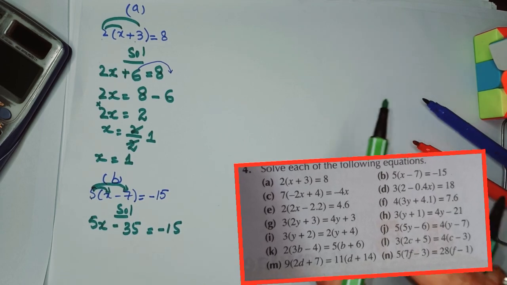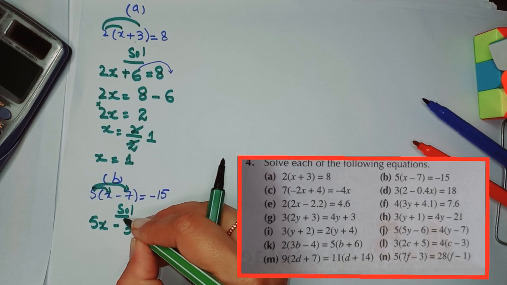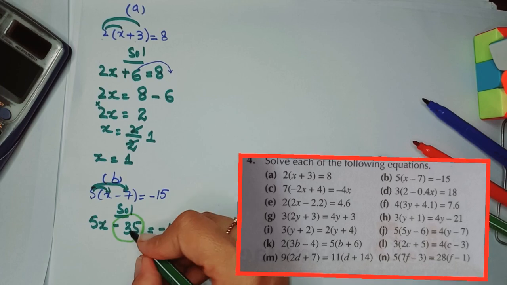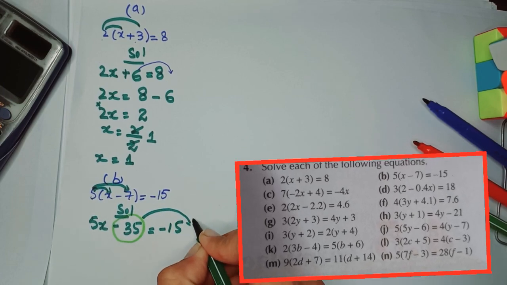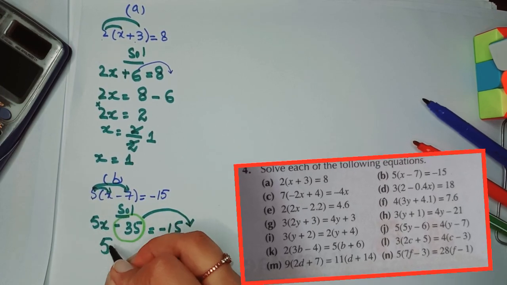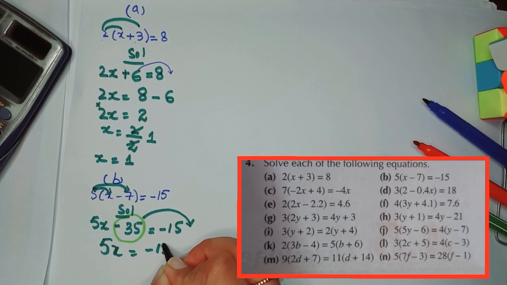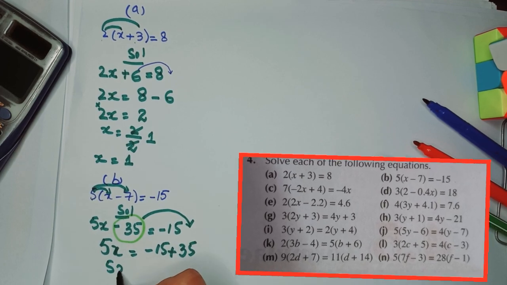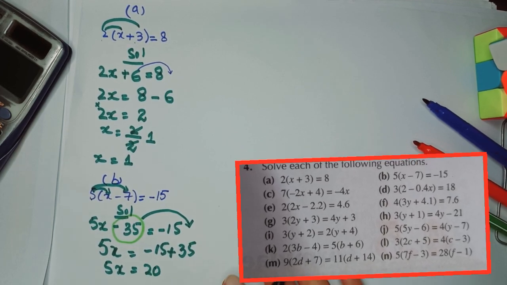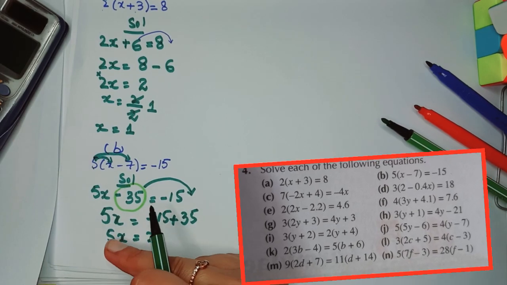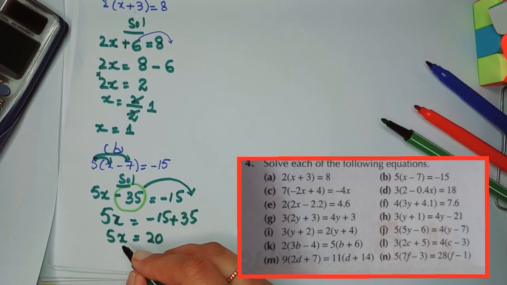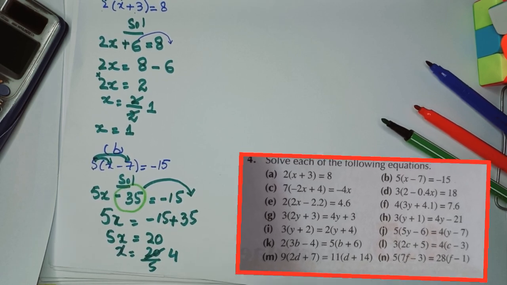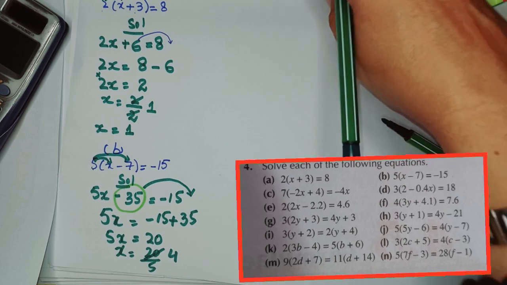Dear students, we have to find x. So this 35 need to be shifted, need to be eliminated. So minus 35, when I shift it towards right hand side, ye plus ho jayega, positive ho jayega. So minus 15 plus 35 will give you 20. Ab aapne 5 ko eliminate karna hai. So 5 jo hai wo divide ho jayega and it will give you x equal to 4.